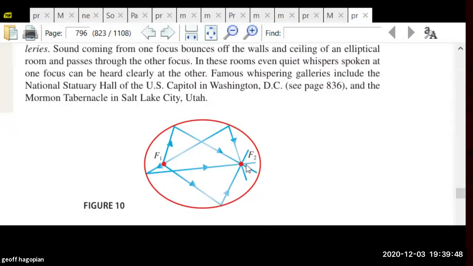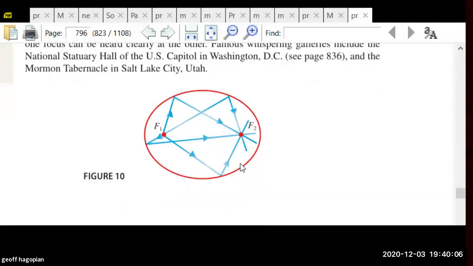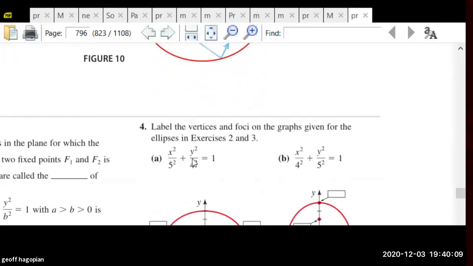So that's this idea here, right? Any energy emanating from one focus reflects off the ellipse. If you have energy emanating outwards, let's say from F1, it will bounce off the ellipse here, there, and everywhere, and then refocus at the other focus. That's why it's called the focus. All right, I think we're ready for some exercises.